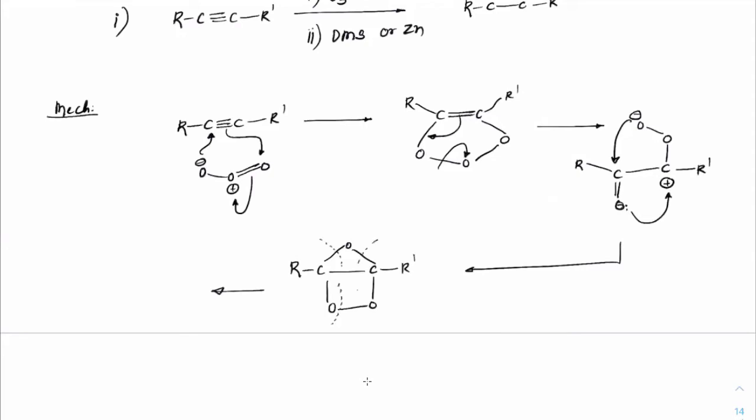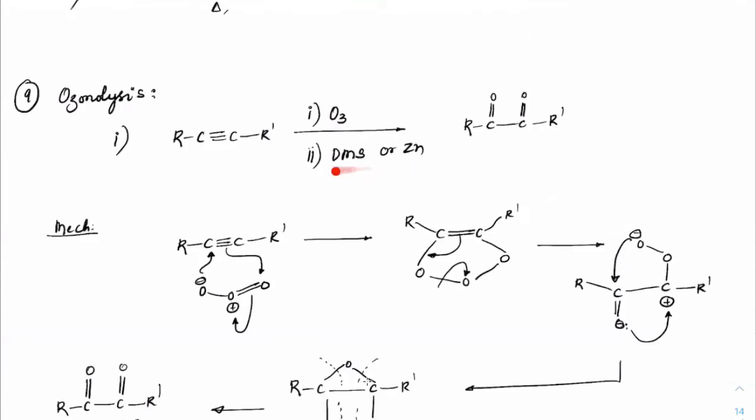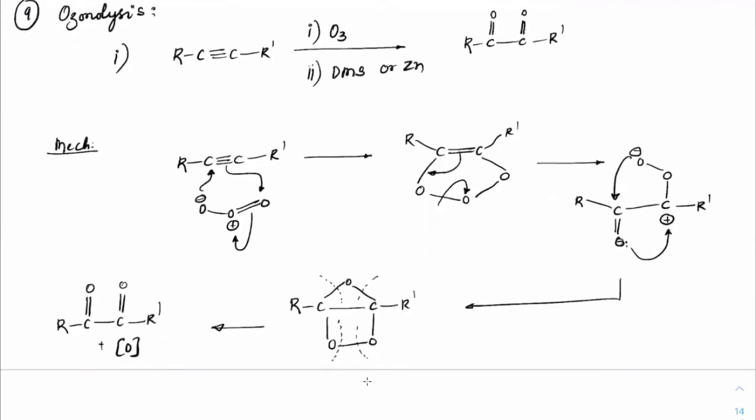So once you get this ozonoid formation, bond will break here, this way. Bond will break here, bond will break this way. So we'll get this as R, C, double bond O, C, double bond O with R dash plus nascent oxygen. So if you are using any reducing agents like zinc and DMS, that will control the nascent oxygen, and this is where the final product will be. You can see this is the reductive ozonolysis.